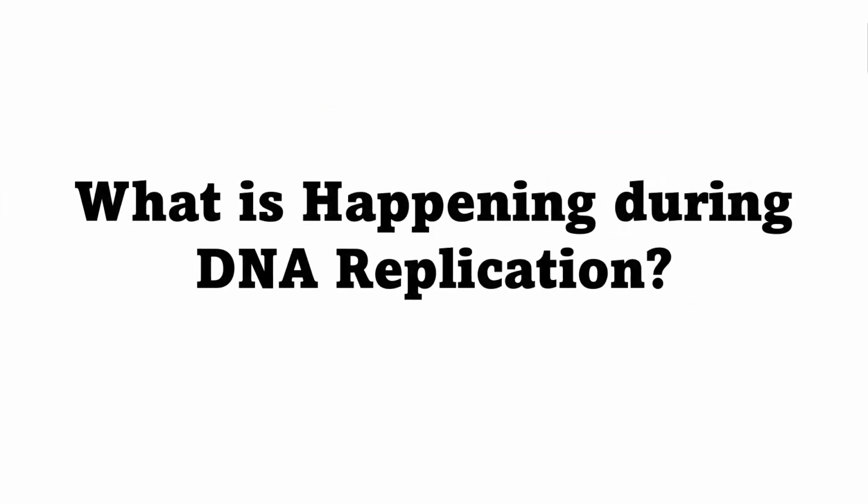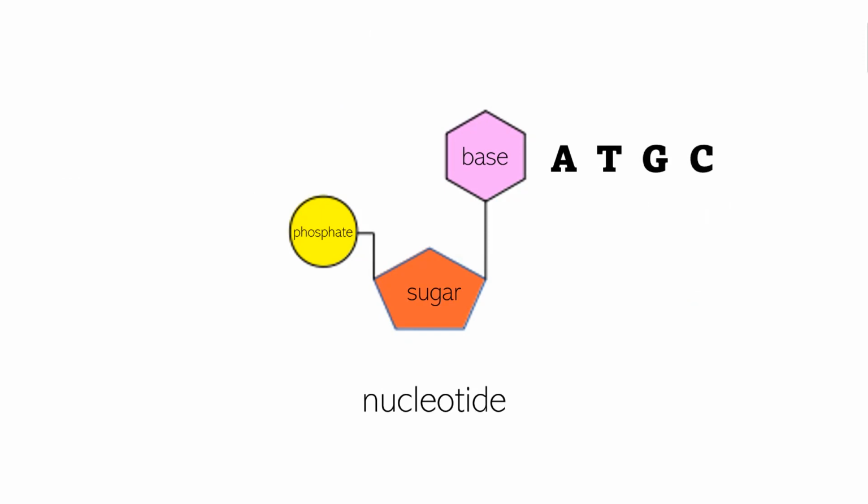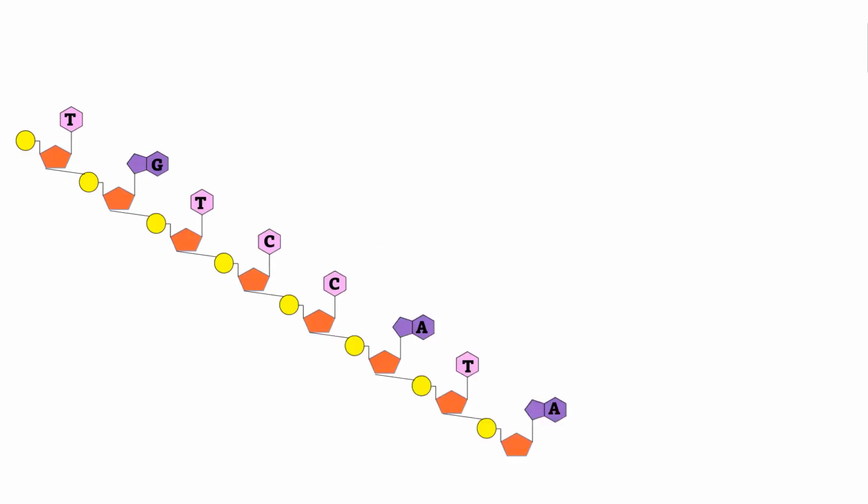To answer this, we need to look a little bit at the structure of DNA, beginning with its building blocks called nucleotides. Nucleotides have three segments: a sugar, a phosphate group, and a base. And that base can be an A, a T, a G, or a C. Let's look at these nucleotides and how we can string them together to form a single strand of DNA. There you can see a sequence of nucleotides bonded to each other, forming single-stranded DNA.